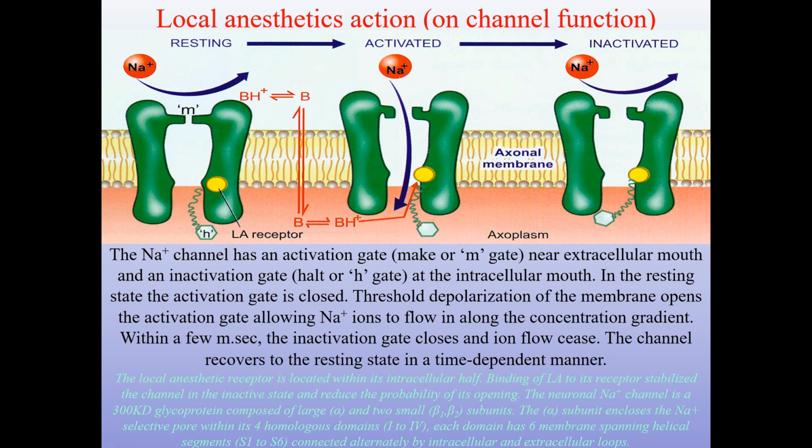The local anesthetic receptor is located within its intracellular half. Binding of local anesthetic to its receptor stabilizes the channel in the inactive state and reduces the probability of its opening. The neuronal sodium channel is a 300 kD glycoprotein composed of large alpha and two small beta-1, beta-2 subunits. The alpha subunit encloses the sodium selective pore within its four homologous domains, 1 to 4. Each domain has six membrane-spanning helical segments, S1 to S6, connected alternately by intracellular and extracellular loops.